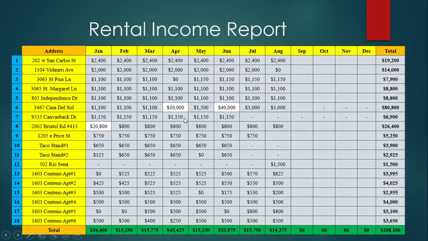But this rental income report has helped me tremendously because it helps me keep track for the end of the year, so I can file my taxes. I know exactly how much rent I received for each property, and then here I plugged in the formula, so I have the totals for each property up to date, the year-to-date totals, and then the year-to-date total of all the portfolio.